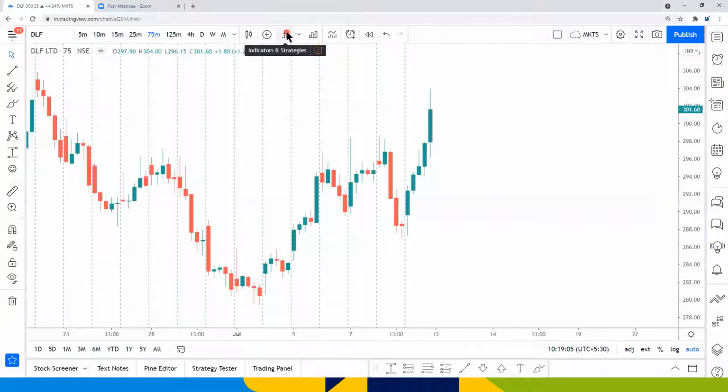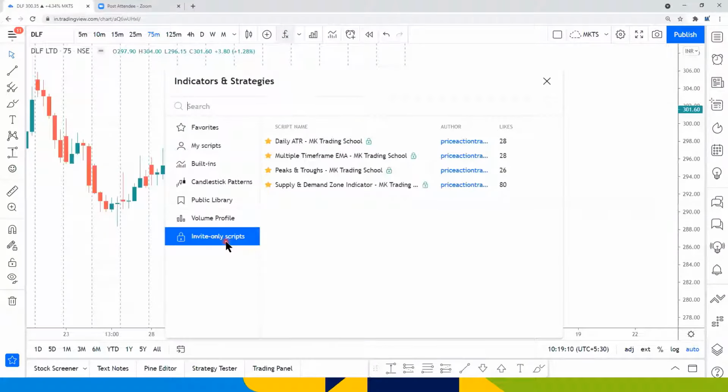Under indicators and strategies, drop down, invite only scripts, supply and demand zone indicator. Click here.